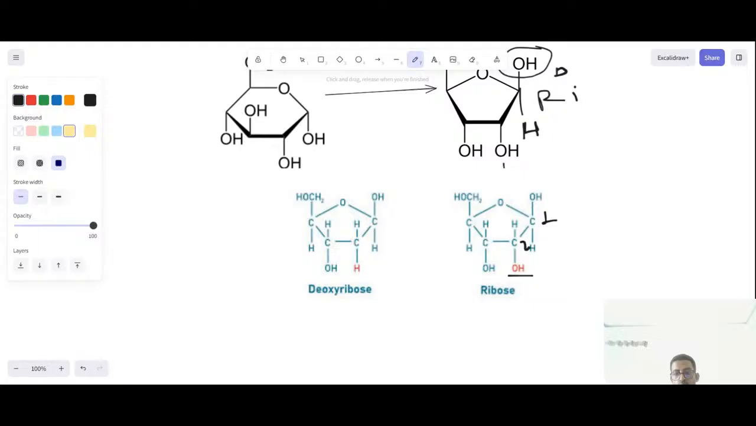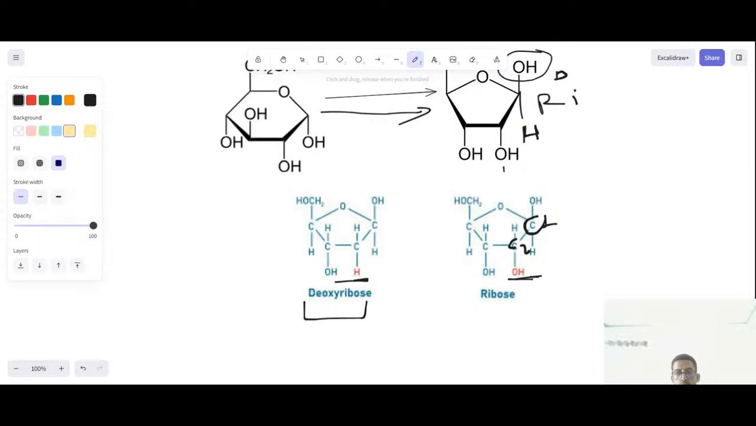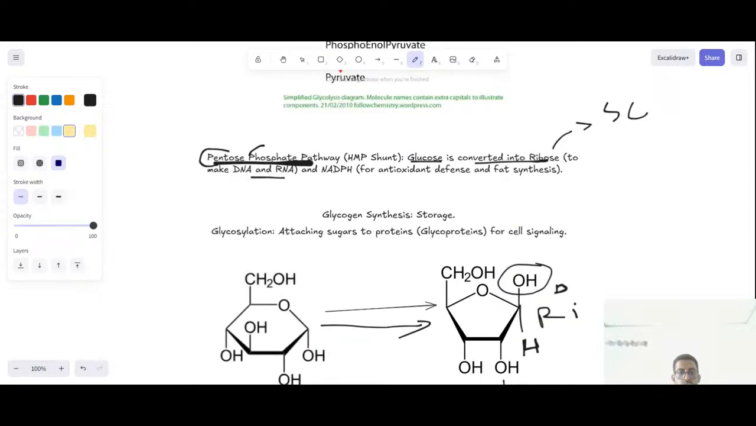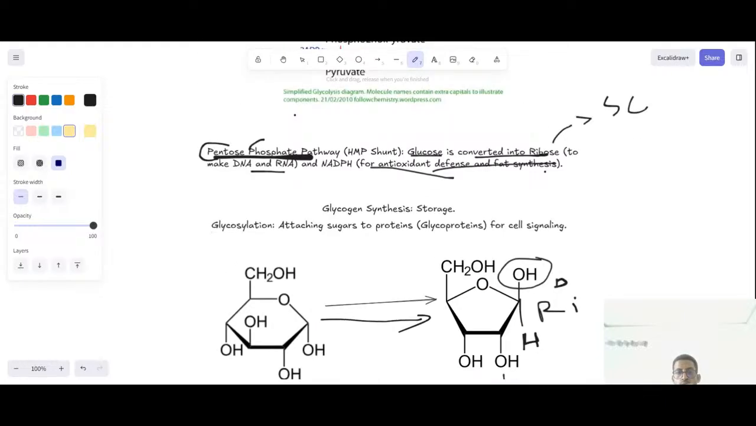I thought it was the third one, but the second one, okay? The second one, because you have to go 1, 2. Actually, this one. Deoxyribose. So this one converts so that it can make different pathways, for antioxidant defense and fat synthesis. So antioxidant defense is very important.